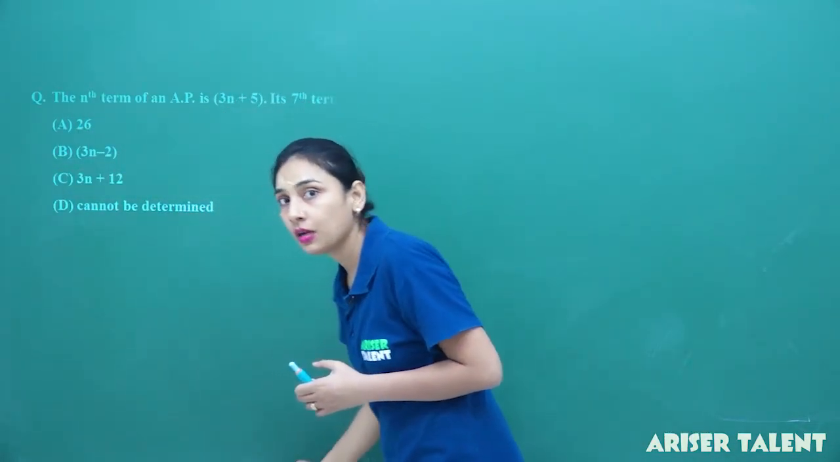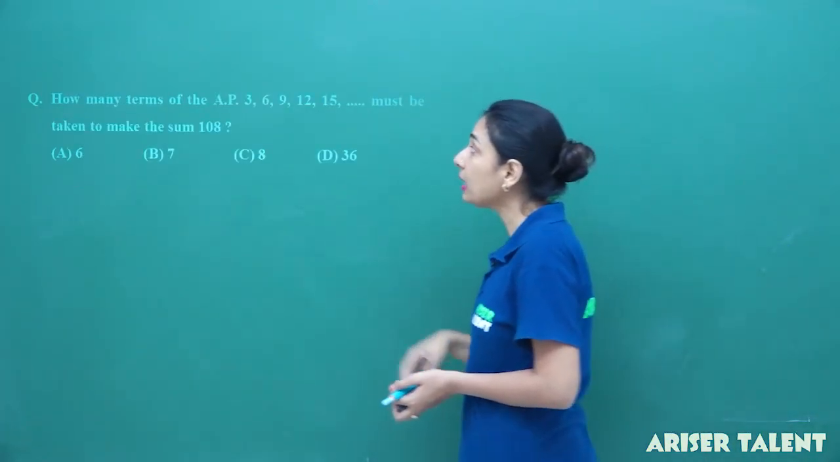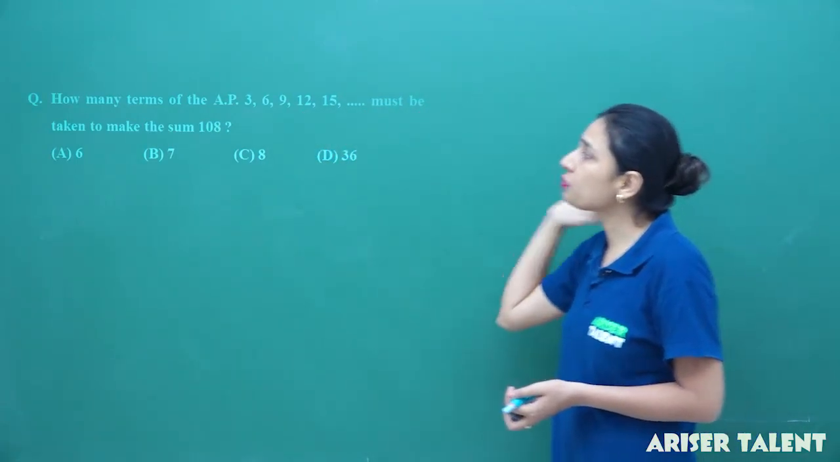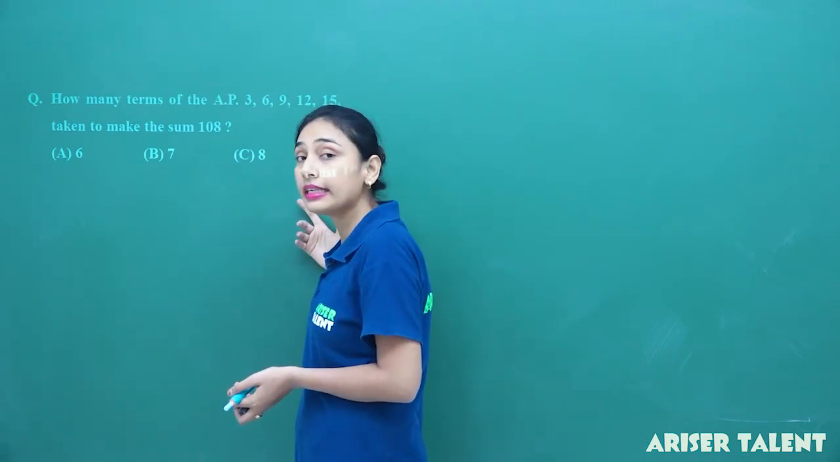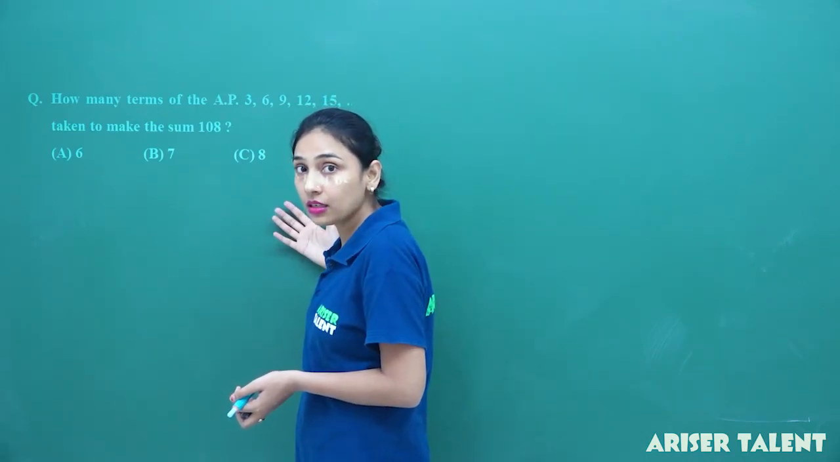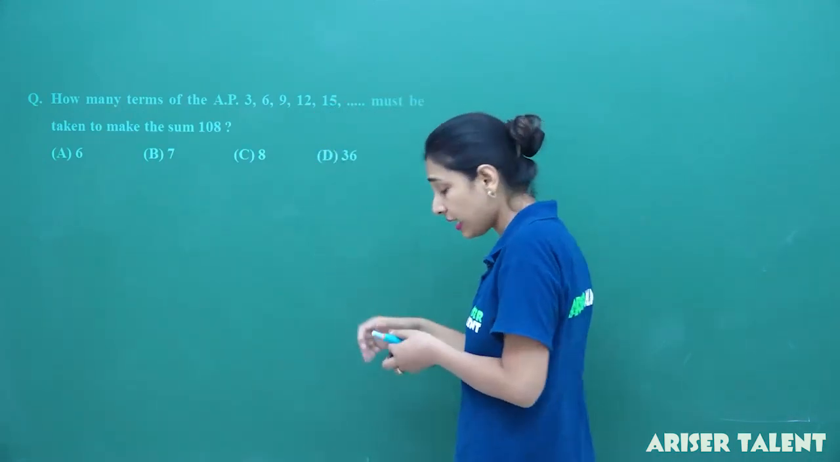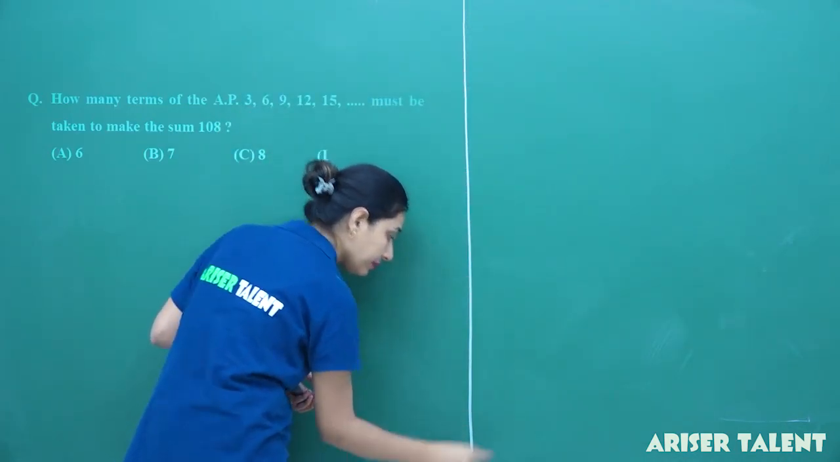So, coming to the next question: how many terms of the AP 3, 6, 9, 12, 15 and so on must be taken to make the sum 108? That's 108. So, how many terms will you get? This is a tricky question. Now, you can apply the formulas here. Apply a formula only where it's required. Right?